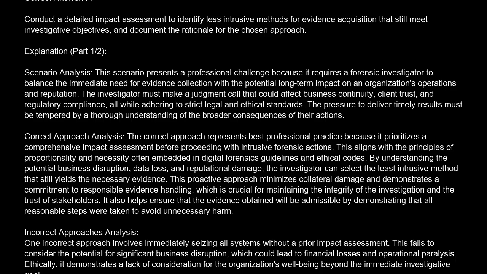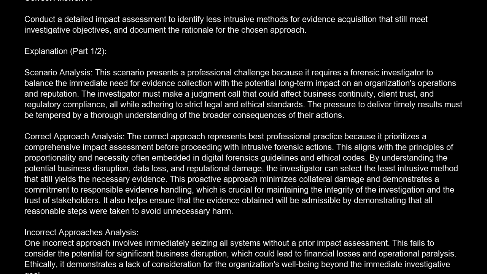Explanation. Scenario analysis. This scenario presents a professional challenge because it requires a forensic investigator to balance the immediate need for evidence collection with the potential long-term impact on an organization's operations and reputation. The investigator must make a judgment call that could affect business continuity, client trust, and regulatory compliance, all while adhering to strict legal and ethical standards. The pressure to deliver timely results must be tempered by a thorough understanding of the broader consequences of their actions.